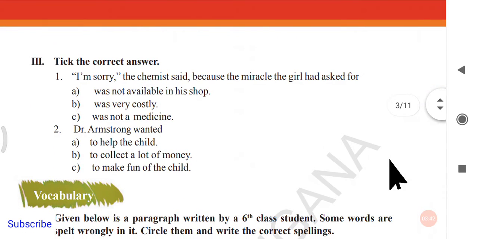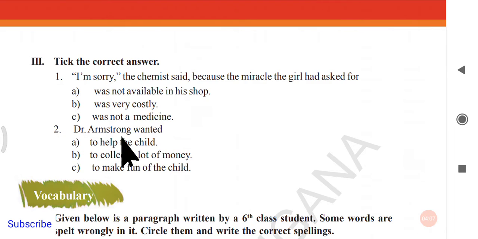Okay, next, let us move to the next slide. We have Roman number 3. Tick the correct answer. First one: the chemist said no because the miracle the girl had asked for was dash. Just like a fill in the blank. Option A, was not available in the shop. Option B, was very costly. Option C, the miracle was not a medicine. So which is most suitable here? Of course, option C, the miracle was not a medicine.